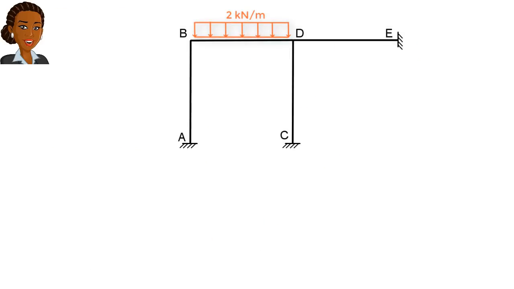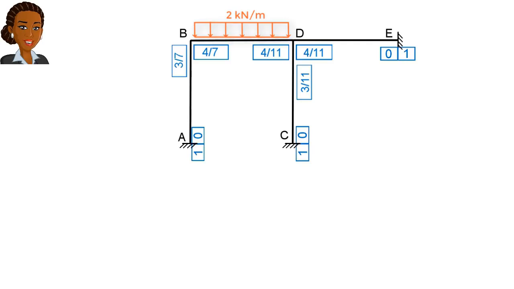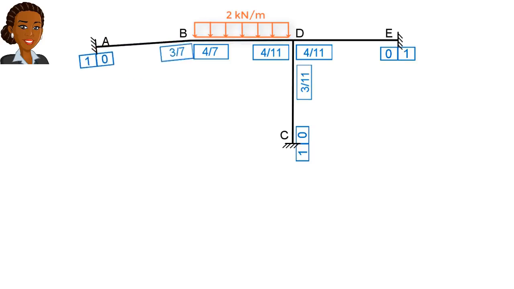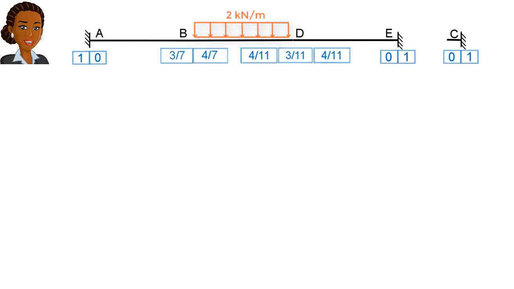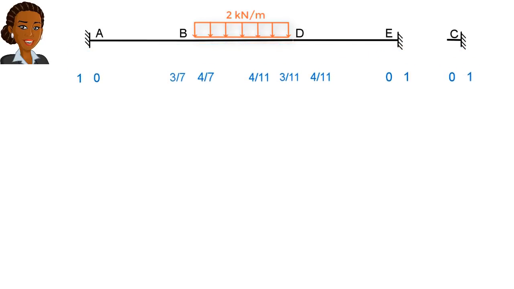To set up the moment distribution table, we imagine a flattened frame, like this. However, as you can see, the frame cannot be flattened completely, which means we cannot set up a table with contiguous columns. Since the table needs to have a column for each member end, we need to create a separate pair of columns for joint C, like this. Then, the distribution factors are placed like this.